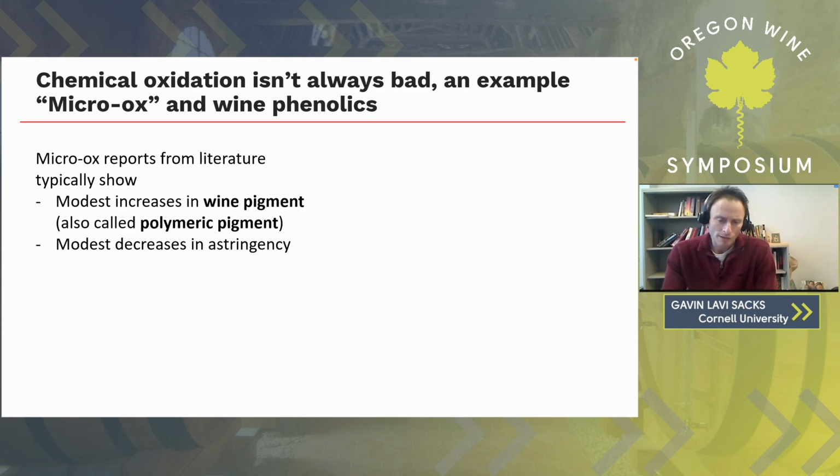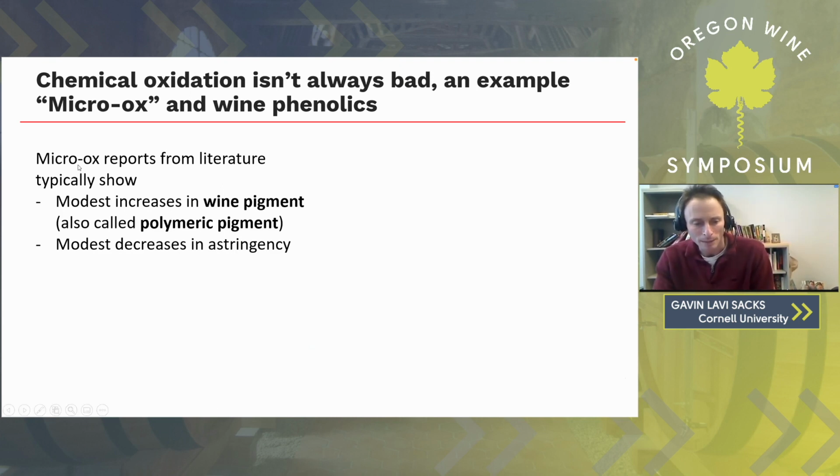Okay, so chemical oxidation, I was focusing on the bad parts. It's not necessarily bad. There are times when people will intentionally oxidize their wine. I did mention one: it's an opportunity to oxidize hydrogen sulfide, although there are other strategies that may be preferable if you don't want that H2S to reappear. Another reason people will intentionally oxidize their wines is micro-ox.